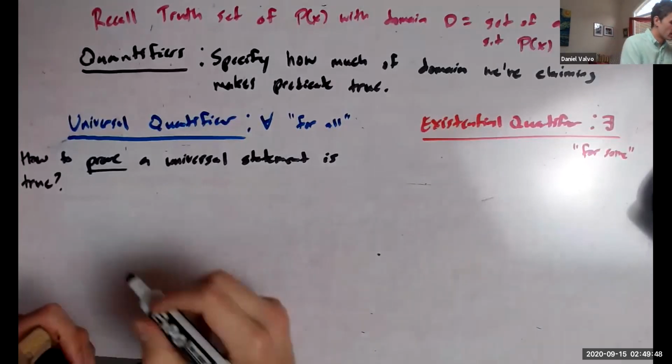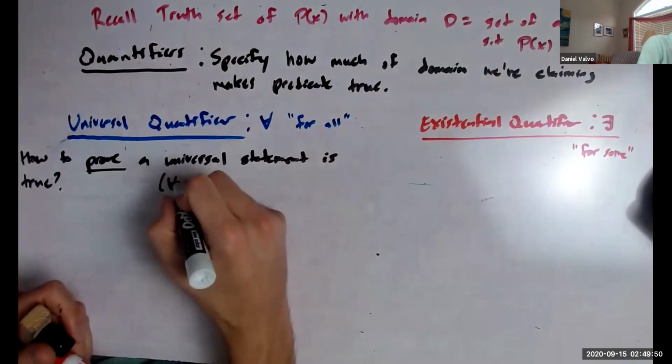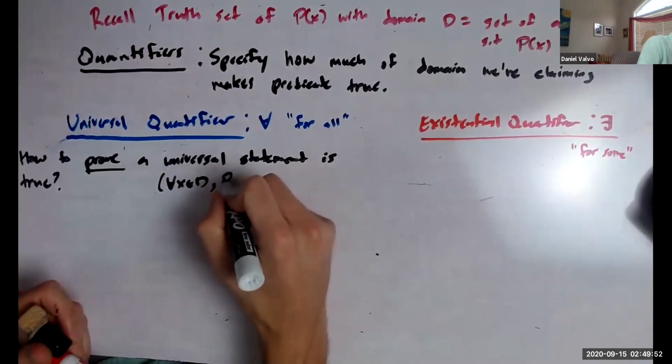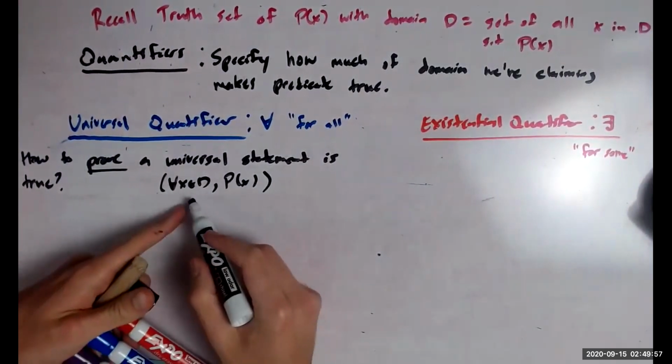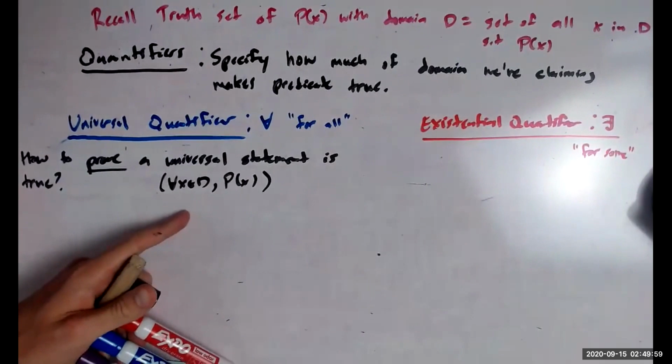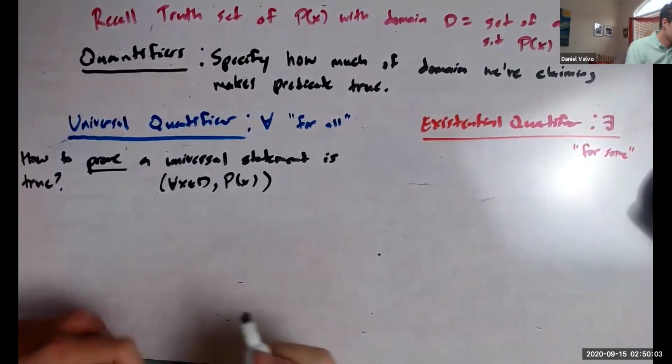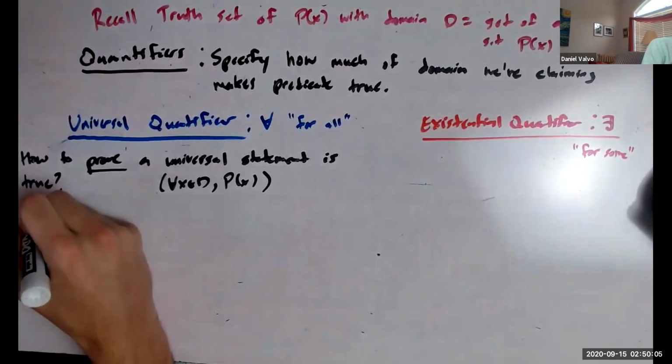What do you think? So again, remember a universal statement is the statement for all x in D, P of x is true. Would we have to prove each individual thing in the domain to be true? Yeah, exactly.